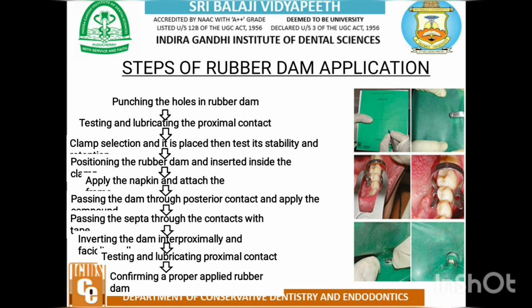Steps in rubber dam application: punching the hole in the rubber dam, testing and lubricating the proximal contact, clamp selection and its placement, then testing its stability and retention, positioning the rubber dam and inserting it inside the clamp, applying the napkin and attaching the frame, passing the dam through the posterior contact and applying the compound, passing the septa through the contact with tape, inverting the dam interproximally and faciolingually, testing and lubricating the proximal contact, confirming a properly applied rubber dam.